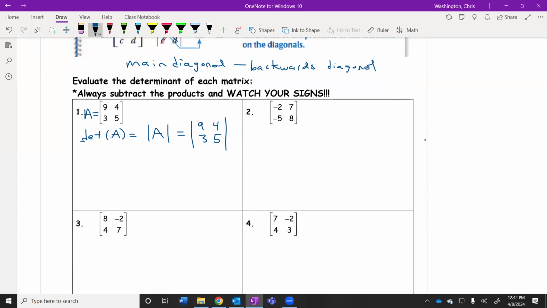Now, how are we going to find that? We're going to multiply the main diagonal together, which in this case would be 9 times 5, and we're going to subtract the backwards diagonal, which would be 4 times 3. Multiply the main diagonal, multiply the backwards diagonal, and subtract those two numbers. 9 times 5 is 45. 4 times 3 is 12. And 45 minus 12 is 33.